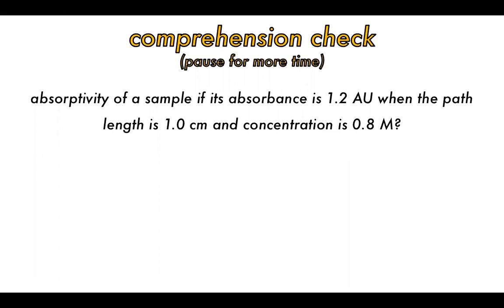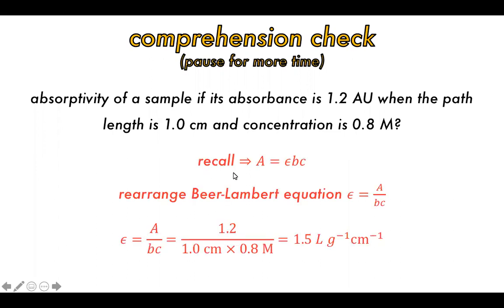Okay, we're going to share the answer now. I recall from the previous slides that the absorbance is equal to the molar absorptivity, or the molar extinction coefficient, times the path length times the concentration. We have here the absorbance in arbitrary units, the path length, and the concentration. So we need to rearrange this equation to get it in terms of the molar absorptivity, which is what we're asked to find. We're asked to find the absorptivity of a sample if its absorbance is 1.2 units, path length 1 centimeter, and concentration 0.8 moles per liter.